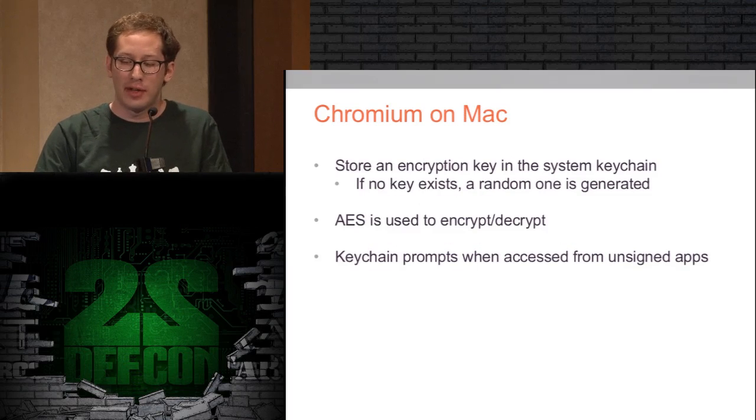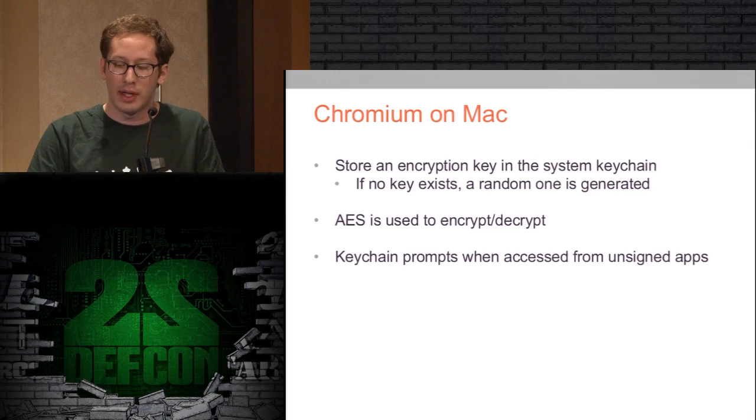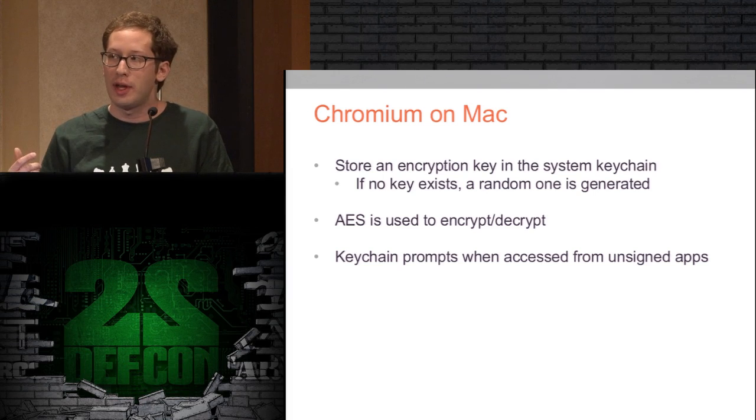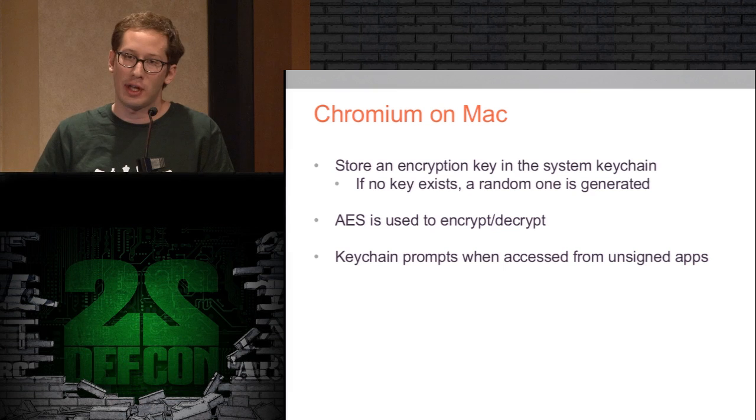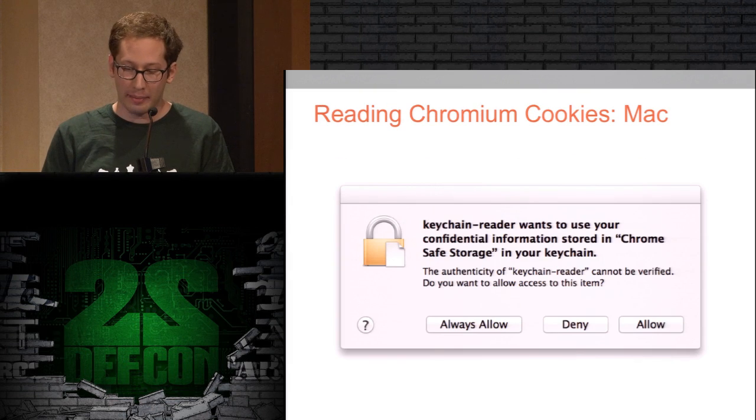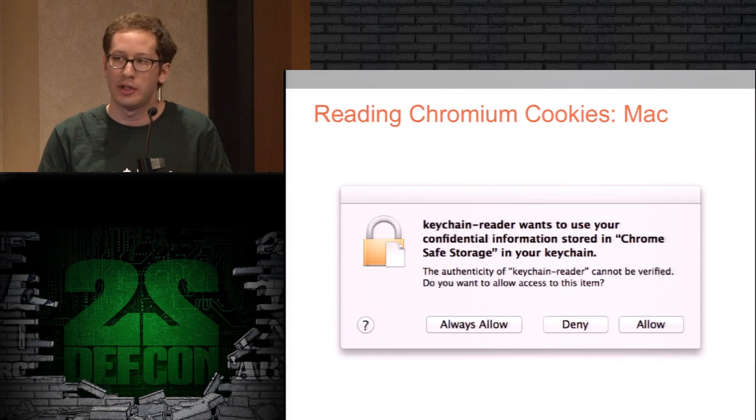Chromium on Mac is perhaps state of the art of cookie storage in browsers. So they store an encryption key in the system keychain, and if there isn't one there at the beginning, they just generate a random one and put it in there, and then use AES to encrypt and decrypt with that protected secret. And one thing to note is that if you have an unsigned app and you try and access the keychain, there'll be a little pop-up to the user. So if you've got some random malware running on your computer and it tries to access your keychain, you'll get notified, and it will look like that. So in that sense, it's harder for an app that you don't trust to read secrets out of your keychain in general. It's a Mac security feature, which is cool.